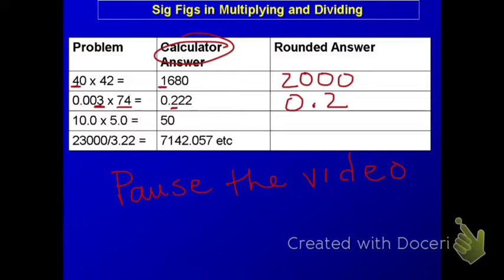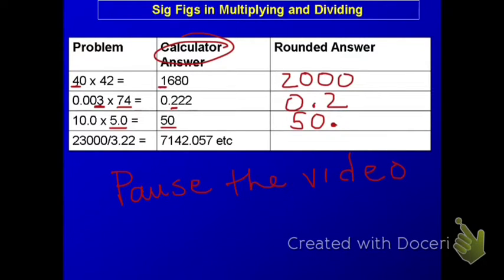Now we have 10.0 times 5.0. 10.0 has 3 sig figs, 5.0 has 2 sig figs, so we need to have 2 significant figures. 50 has only one significant figure, so what we're going to do is add a decimal point to show that the trailing 0 is significant.